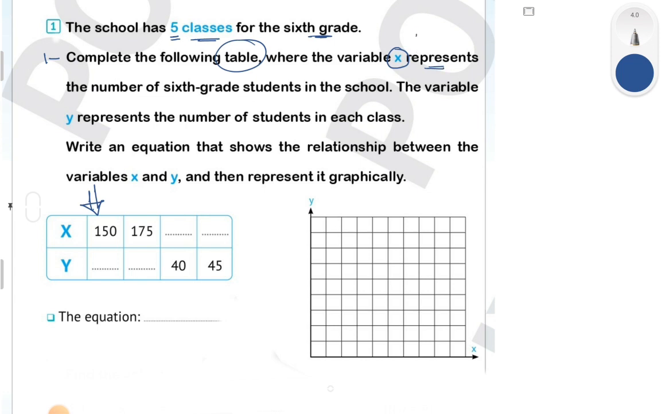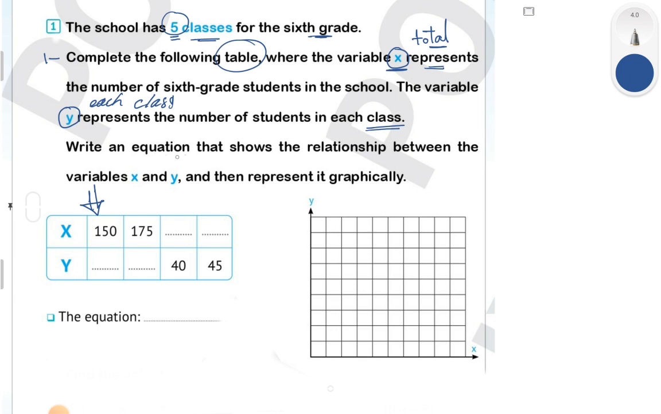That means x is the total number of students. Okay, and the variable y represents the number of students in each class. So y is each class. How many classes do we have? We have 5 classes. Okay, and the total is x.